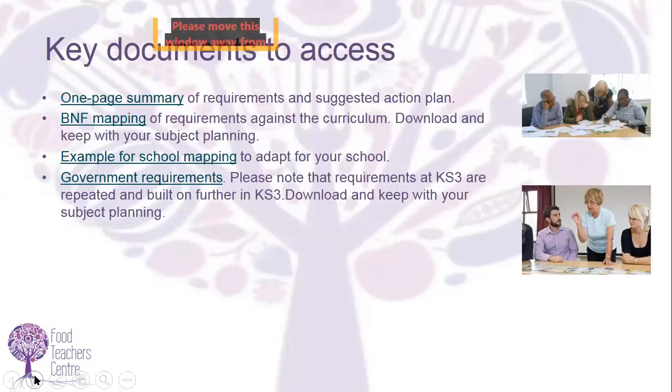So we've done a one-page summary on these requirements, so you don't have to read all of the pages, because as Frances said, it covers many aspects of health education. So we've done a one-page summary of the bits that are of interest to food and nutrition specialists. So that's the first thing to look at, because that will help you then to do that review.